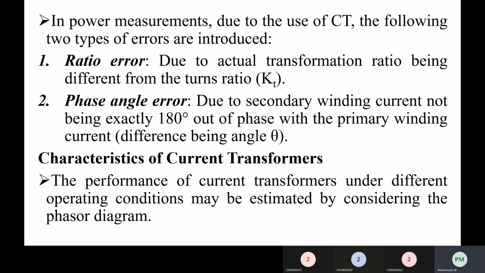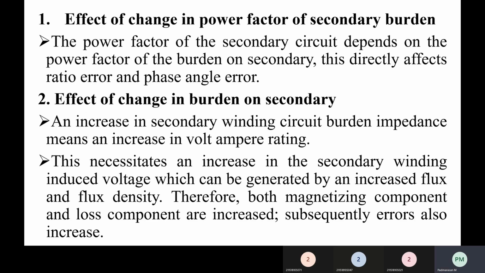So the performance of the current transformers under different operating conditions may be estimated or calculated by considering the phasor diagram. In that, first we will see the effect of change in power factor of secondary burden. The power factor of the secondary circuit depends on the power factor of the burden on secondary. This directly affects the ratio error and the phase angle error. This only affects the ratio and phase angle error.